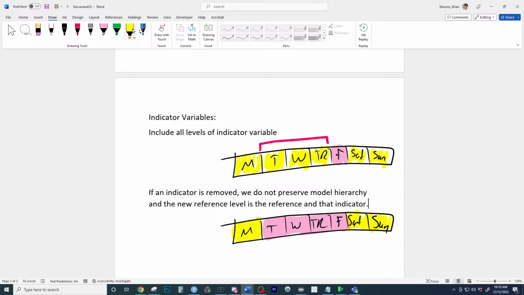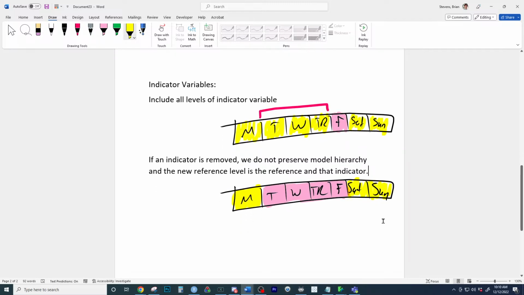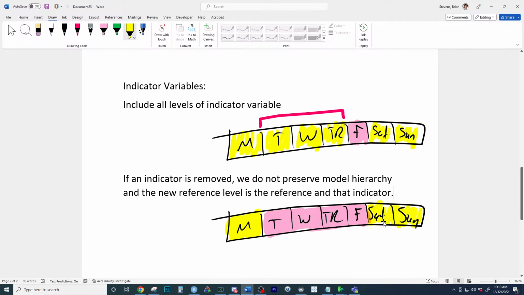When you have 6 indicator variables, to preserve model hierarchy you need to include all the indicator variables. If you remove indicator variables, where do they go? Everything starts to group up with the what? So this is big right here. If you remove indicator variables, you have to make predictions for them somehow, so they all become part of the what? They all team up with the what level.